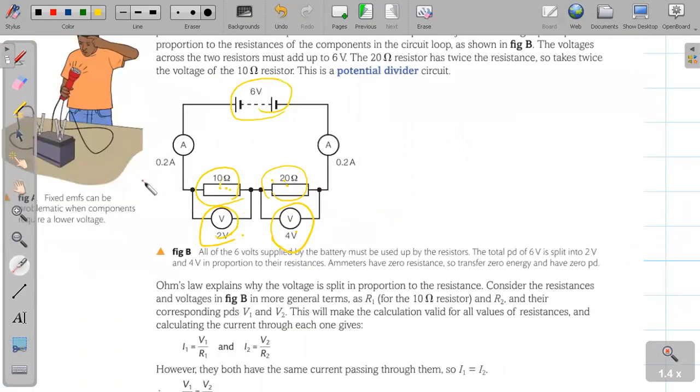Have a good look at the ratio of the resistance. 10 to 20 means a 1 to 2 ratio. And this one, 2 to 4, is also a 1 to 2 ratio.